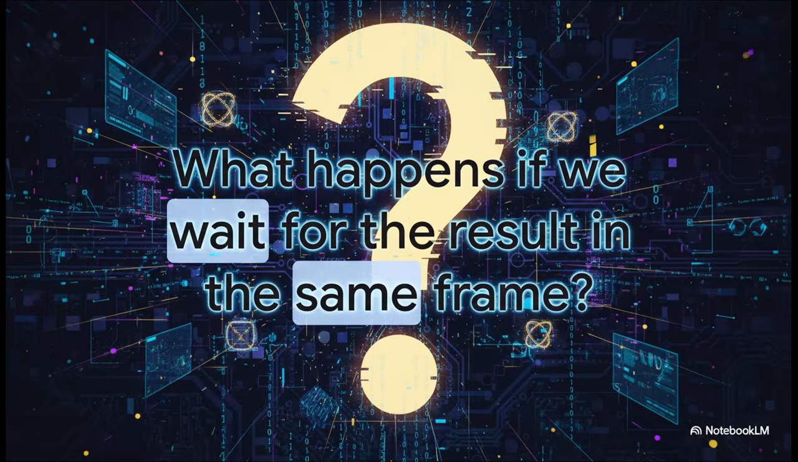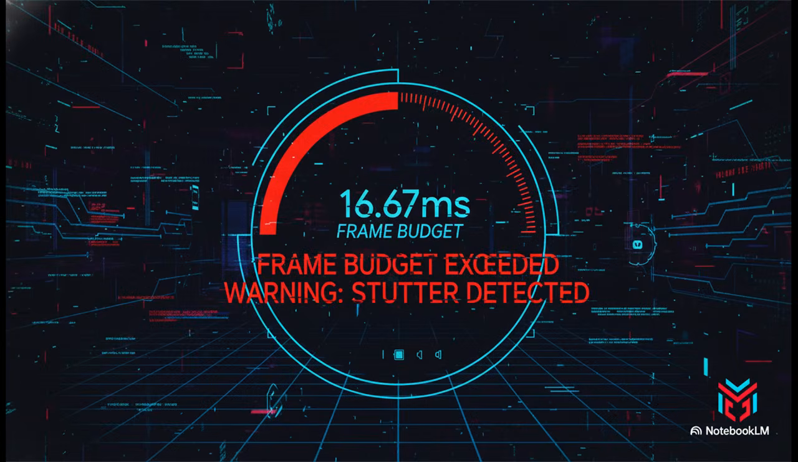But you might be wondering, what if we didn't do that? What if we were just impatient and tried to get the results synchronously, waiting for the simulator to finish its job right then and there? Well, the result is a disaster. You'd immediately blow right past your 16.67 millisecond frame budget. The game would have a massive, jarring stutter. For anything real-time, an async approach isn't just nice to have, it's the only way.